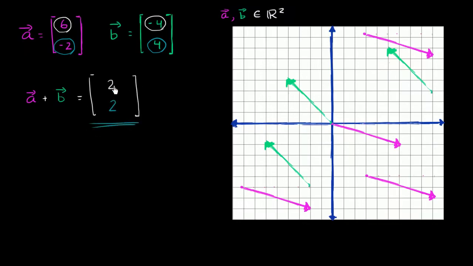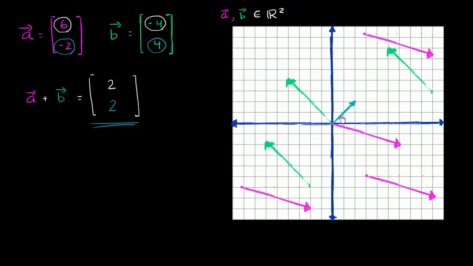So the sum, based on this definition we just used of vector addition, would be 2, 2. So it would look like this. So how does this make sense? That the sum, that this purple vector plus this green vector is somehow going to be equal to this blue vector. I encourage you to pause the video and think about if that even makes sense.